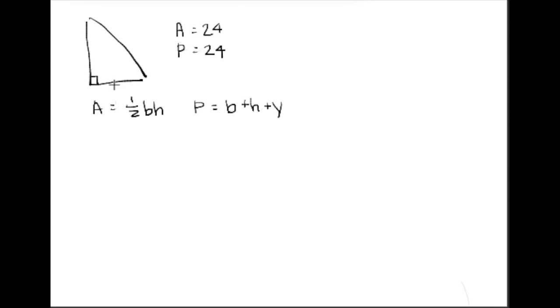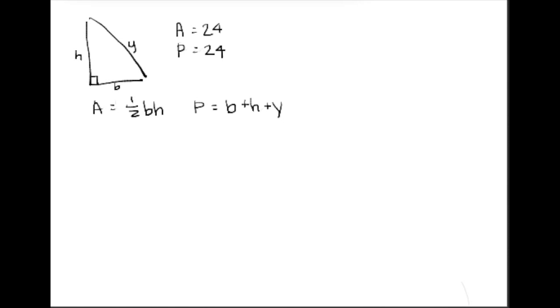Alright, for the next problem we have a triangle, and it is a right triangle, and we know that the area is equal to 24 and the perimeter is equal to 24. So I'm going to set up my equations. The area of a triangle is 1/2 base times height, and the perimeter is the base plus the height plus y, which we're going to set as the hypotenuse. So we have base, height, and y is the hypotenuse.